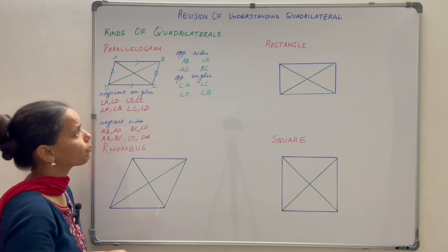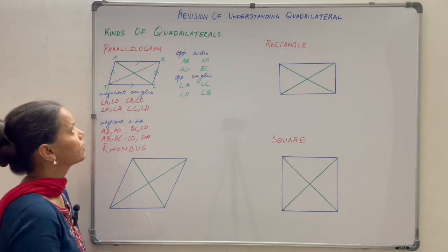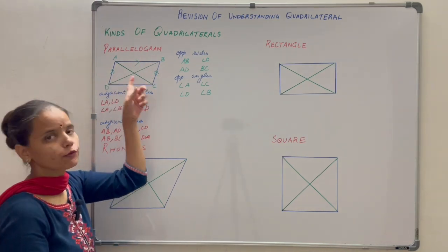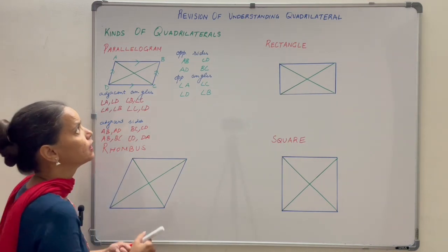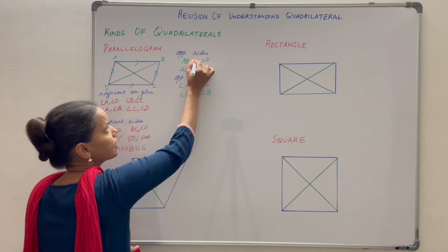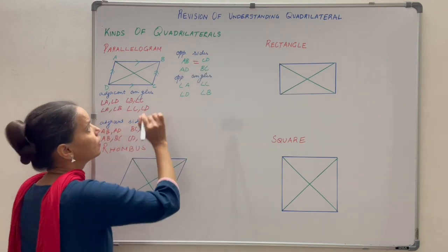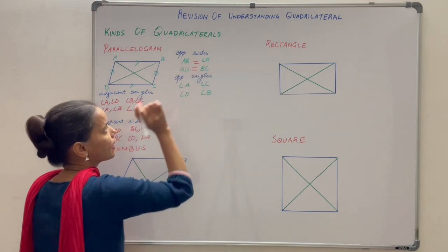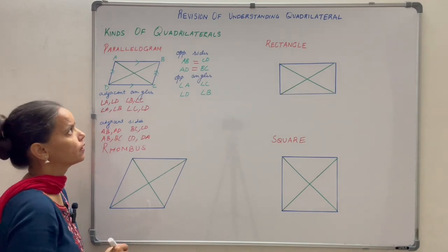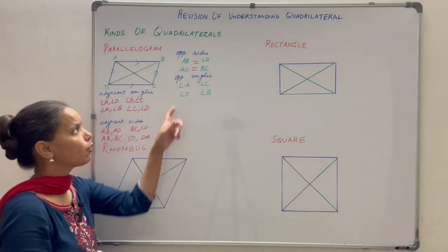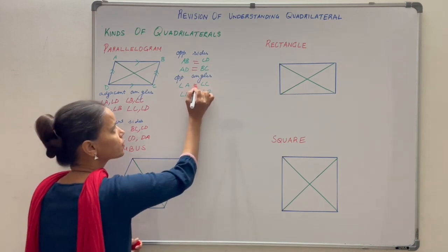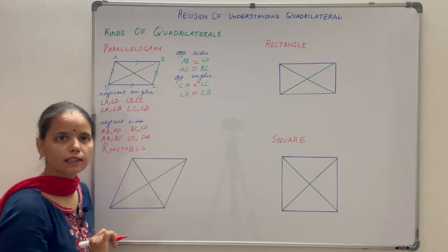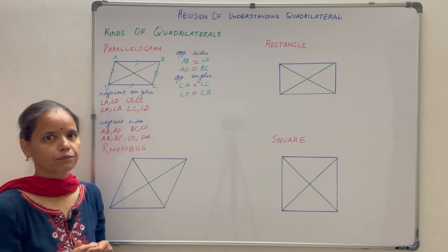Moving on to the properties of parallelogram. In parallelogram, both the pairs of opposite sides are not only parallel, they are equal as well. So opposite sides AB and CD, they are equal. Opposite sides AD and BC, they are equal. And in parallelogram, opposite angles are also equal. So angle A is equal to angle C and angle D is equal to angle B.